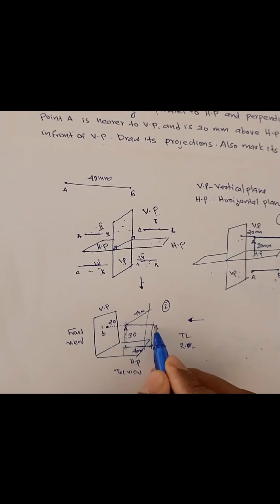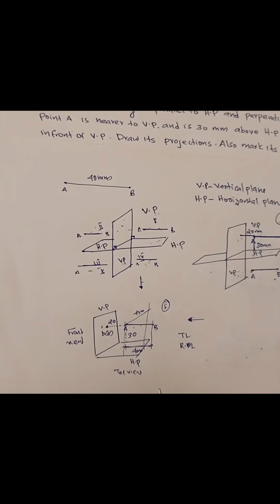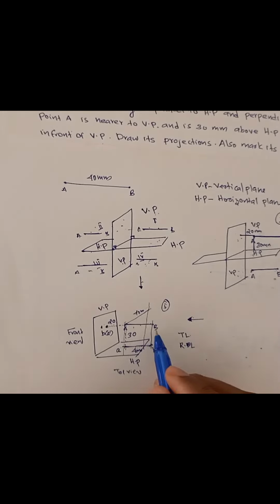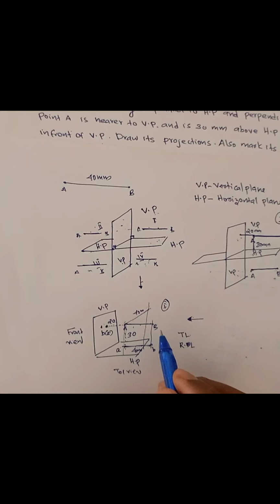Behind the B dash there will be the point A dash. The representation is such that the front view is represented with a dash, and the top view with a small letter, like here this is the point a and this is the point b. Okay, so this is the 3D of our projection. So you have to draw the 2D.